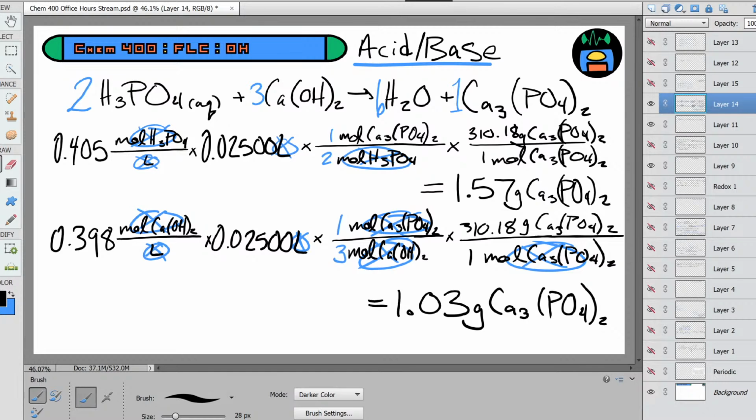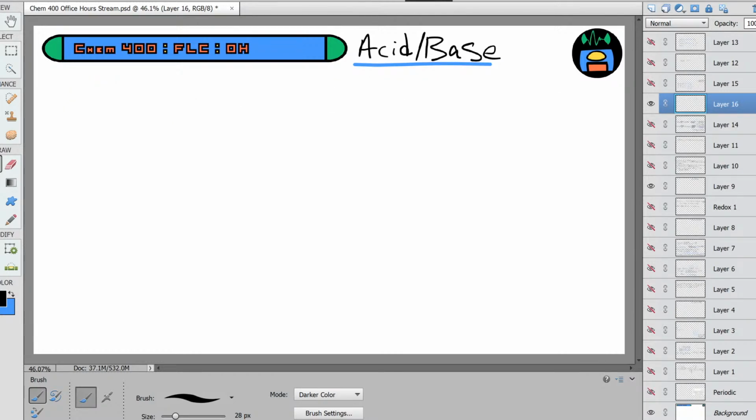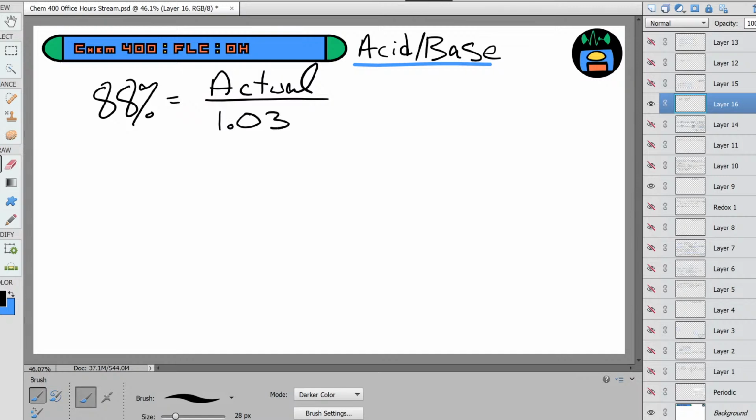All right, your theoretical yield is spot on. Now let me check. I'm sure your actual yield is going to come out just fine, because we have percent yield, which is 88%, is equal to actual over theoretical, which is 0.103 times 100. So we need to multiply both sides of this equation by 1.03 grams over 100.